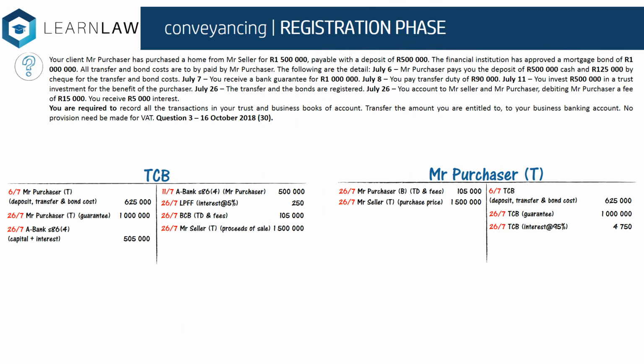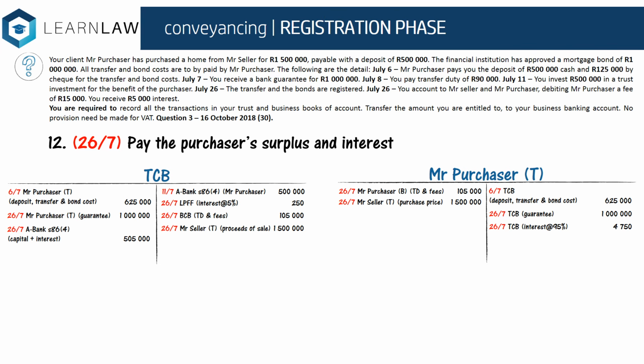Now we need to transfer the accrued interest to Mr. Purchaser. However, once you tally up Mr. Purchaser's account, you will note that there is a balance of 24,750 Rand left in Mr. Purchaser's account. 4,750 Rand is in respect of accrued interest, whilst the remaining 20,000 Rand is the surplus of the transfer cost that we did not use.